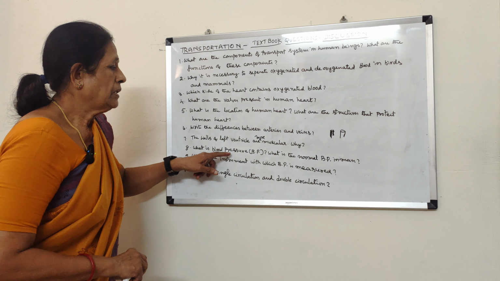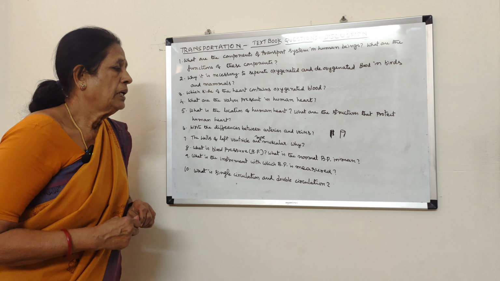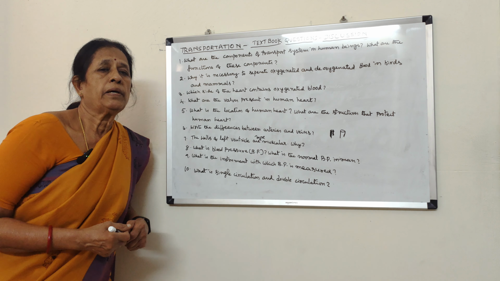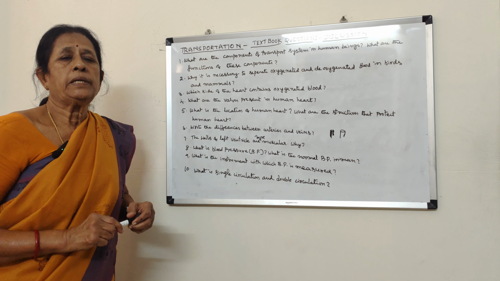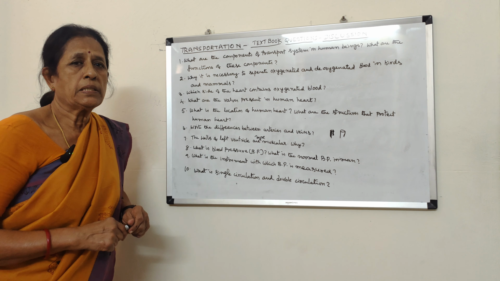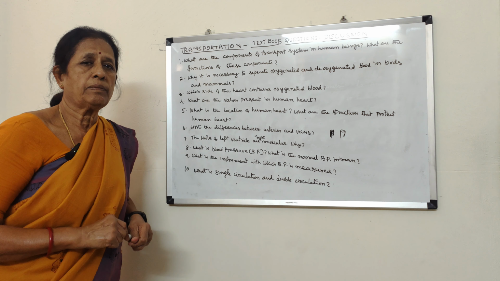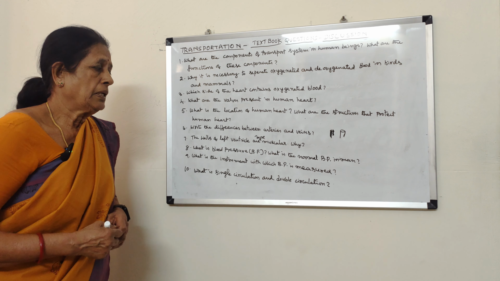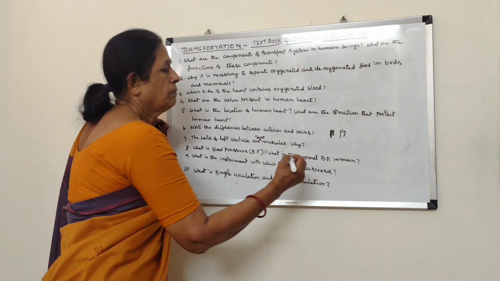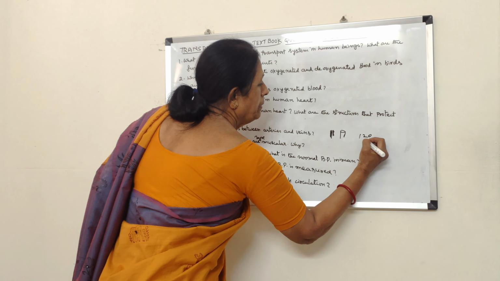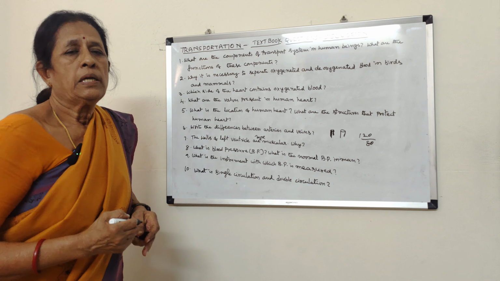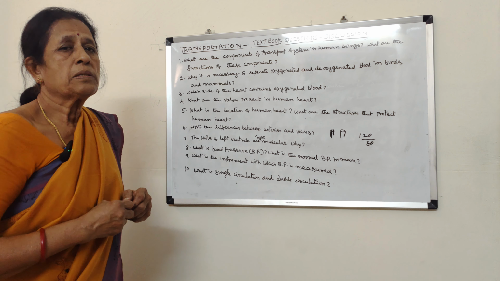Next, what is blood pressure in man and what is the normal blood pressure? How can we define blood pressure? The pressure exerted by the blood on the walls of the arteries is called blood pressure. The normal blood pressure is 120 by 80. 120 is called systolic pressure. 80 is called diastolic pressure.